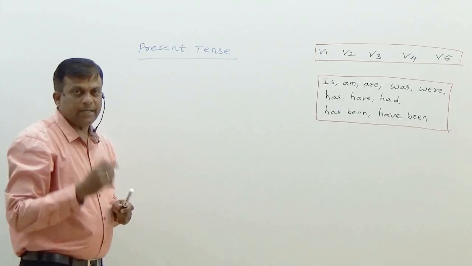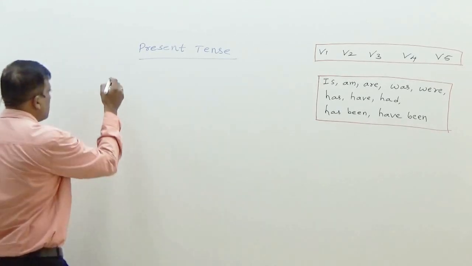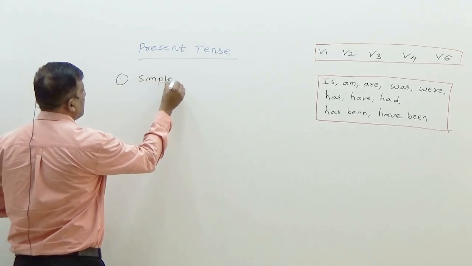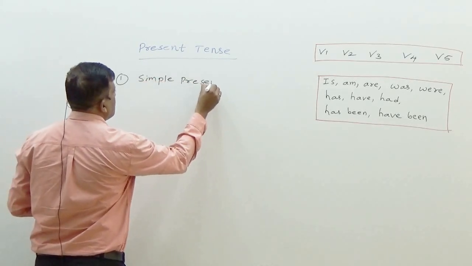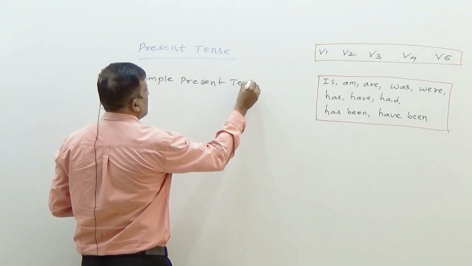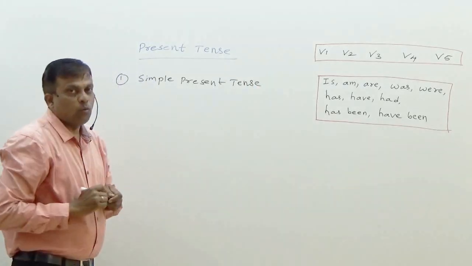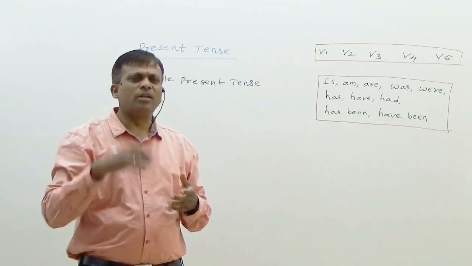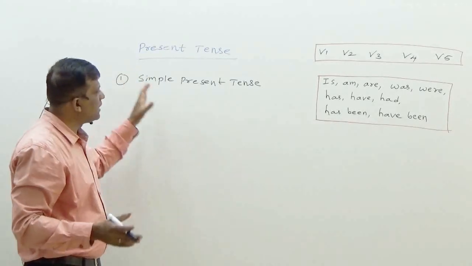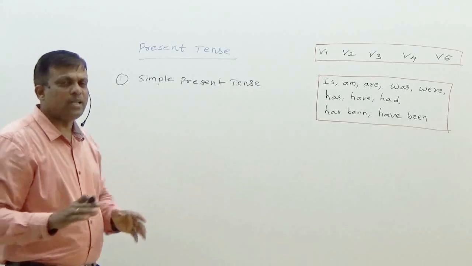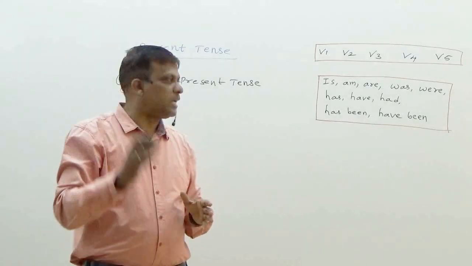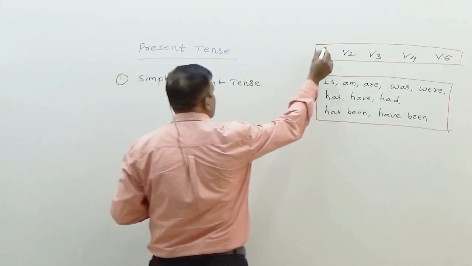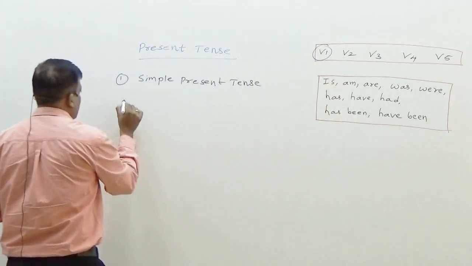Present tense, as I said, has four categories that we need to study. Number one is simple present tense. What is simple present tense? We will not go into the detailed definition. We have learnt enough of definitions. Now we will only understand what simple present tense is, which verb we use, and what is the meaning of this. So in simple present tense, we take first V1.